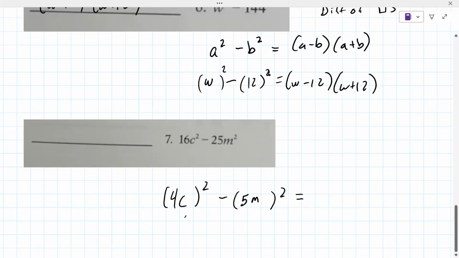All right. So what does this become? Use the same formula here, a minus b, a plus b. It would be 4c minus 5m and then 4c plus 5m. Exactly. There we go. Not as hard as I thought it was.